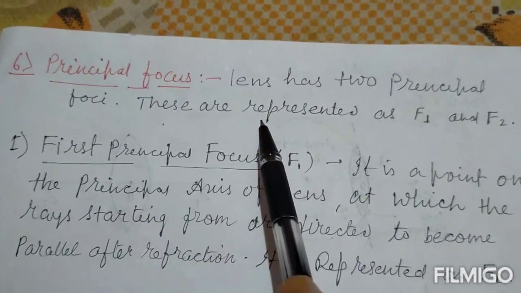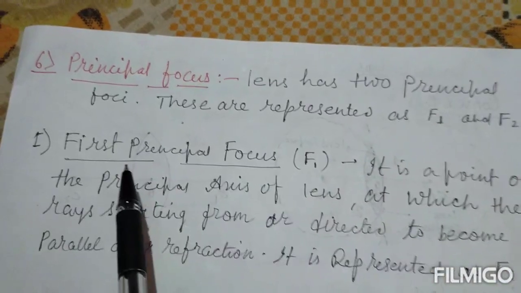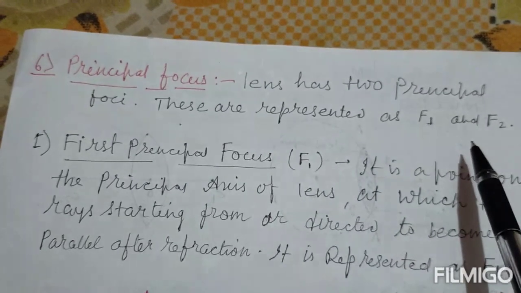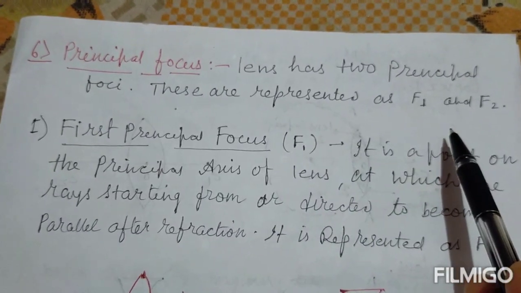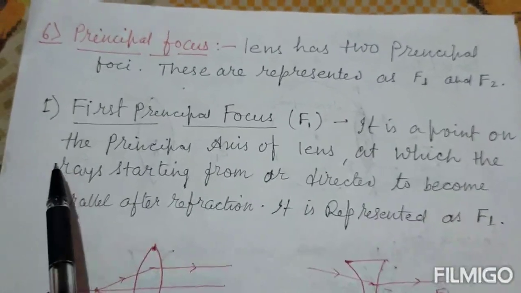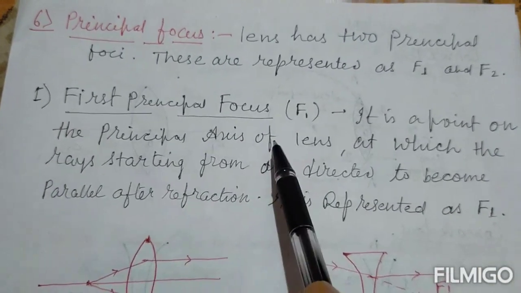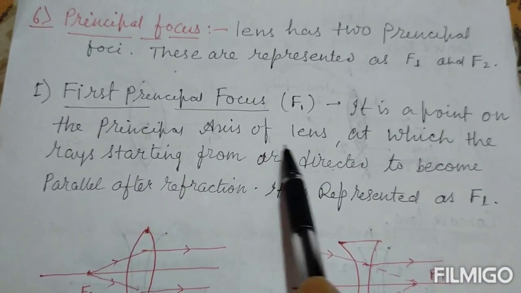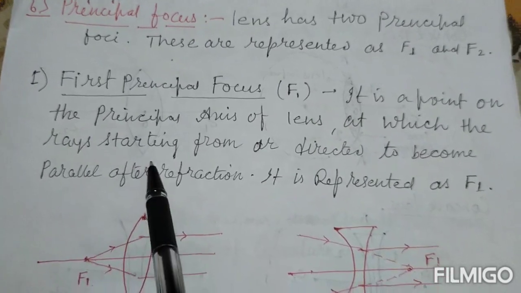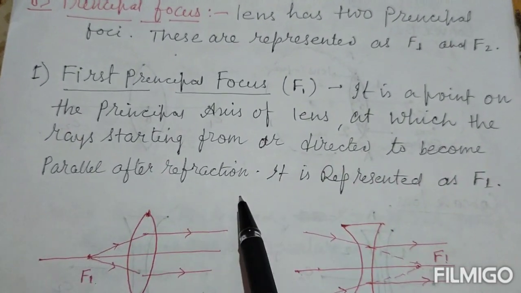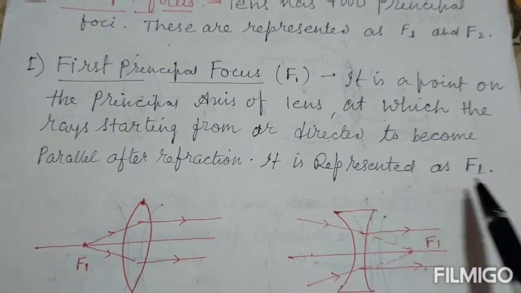Point number 6 is principal focus. A lens has two principal foci, and these are represented as f1 and f2. Because a lens is a part of two imaginary spherical surfaces, it has two foci. The first principal focus, f1, is a point on the principal axis of the lens at which the rays starting from or directed to it become parallel after refraction. It is represented as f1.